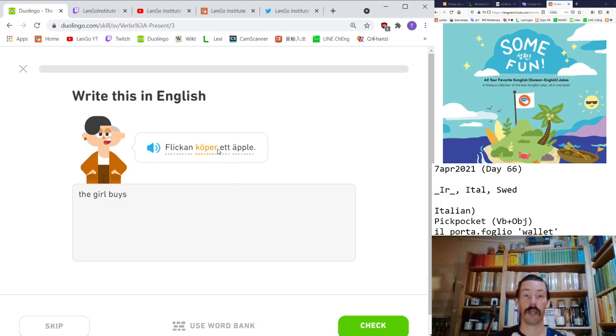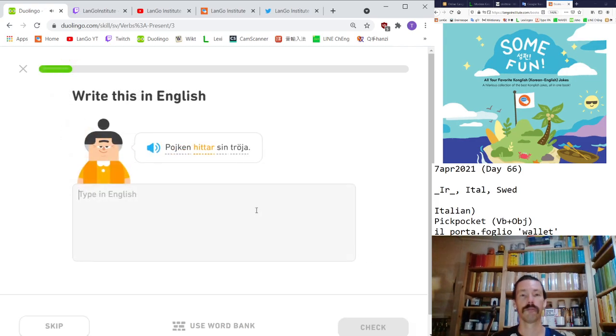Ett äpple, that one is one. It looks like the word the, but it's not. To me it does. It looks like it's a the that lost its initial the sound, but it's in with a neuter suffix t. The girl buys an apple.